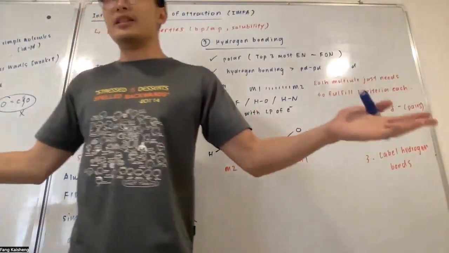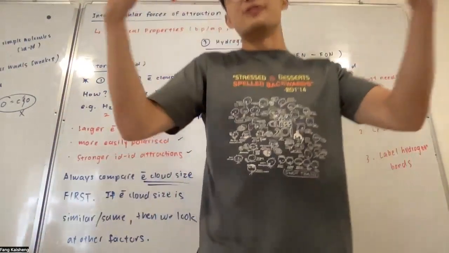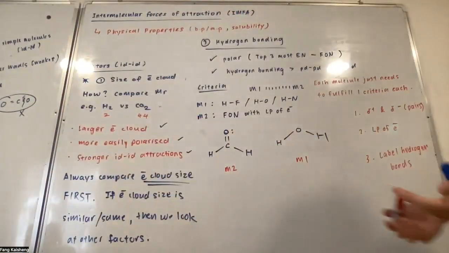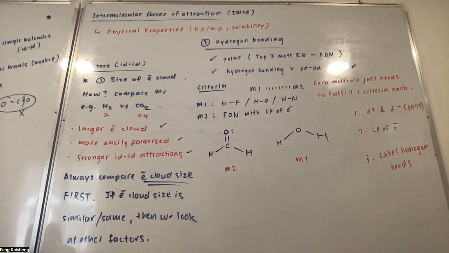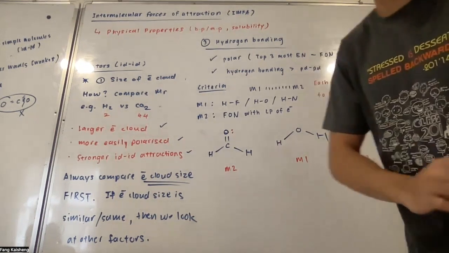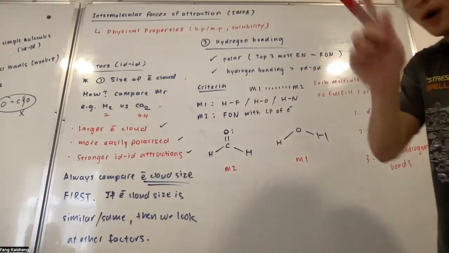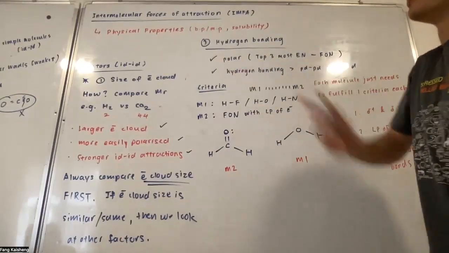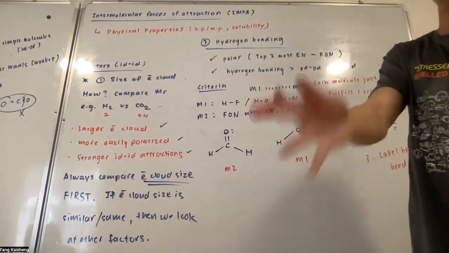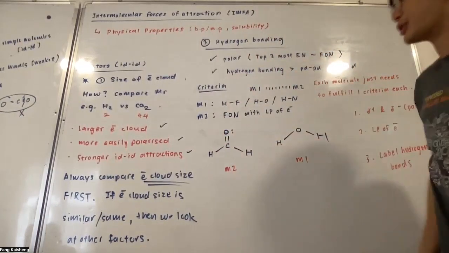I mean everything has ID-ID, but you don't need to mention it. It's already implied that everything has it. Okay, he's part of the special club, hydrogen bonding. So it doesn't have PD between these 2. You are one or the other. Are you special enough to be the hydrogen bonding or normie? A normie means you are just PD interactions.